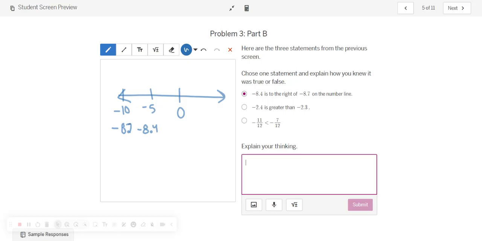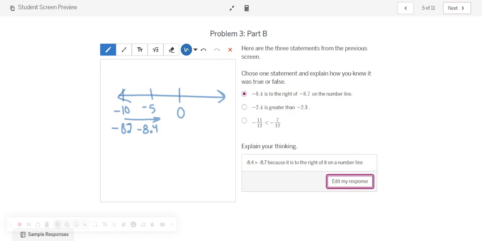And so -8.4 is larger. It is to the right of. So -8.4 is greater than -8.7 because it is to the right of it on a number line.